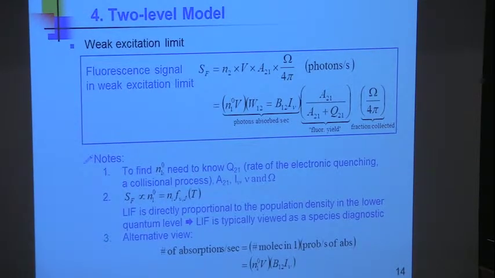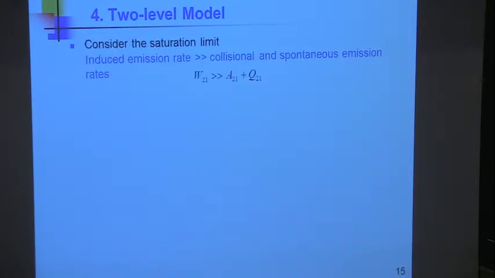There are different ways of thinking about this. I'm not going to go through it. But I like that photons out is photons in, fraction absorbed. Photons absorbed per second is photons in, some fraction absorbed. Fluorescence yield, fraction collected.